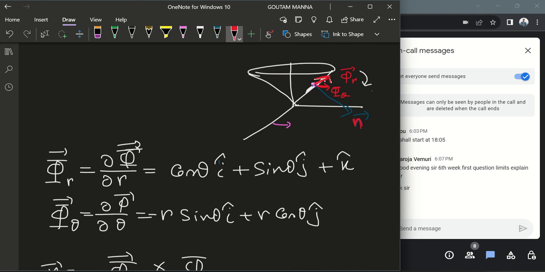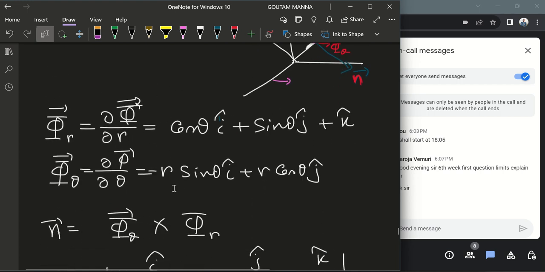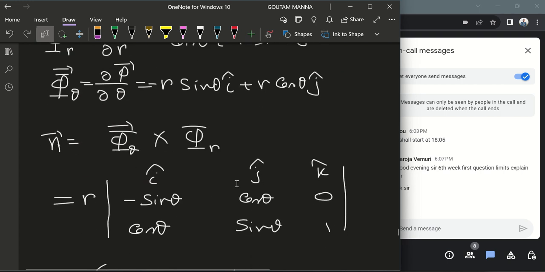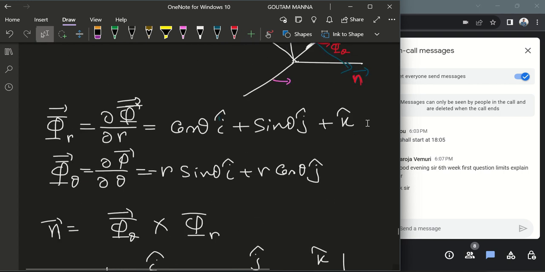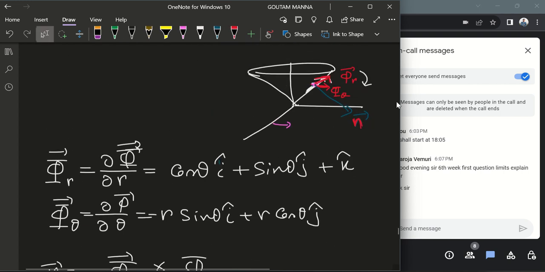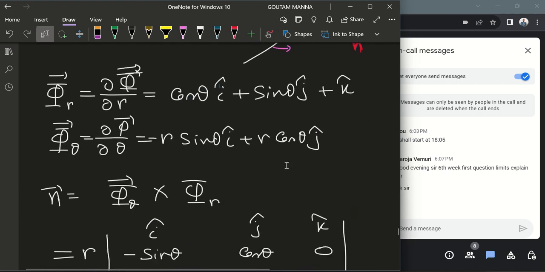So if we do phi theta cross phi r, if you curl the fingers of your right hand from phi r to phi theta, your thumb will be directed outward. So you get a normal vector directed outward. And if you do phi r cross phi theta, you get a normal vector directed inward. But both will be perpendicular to this plane.